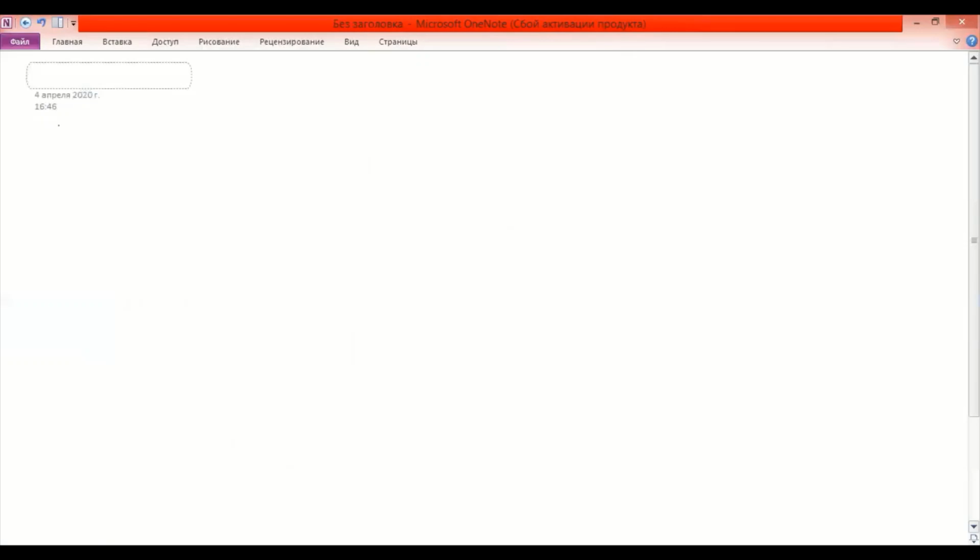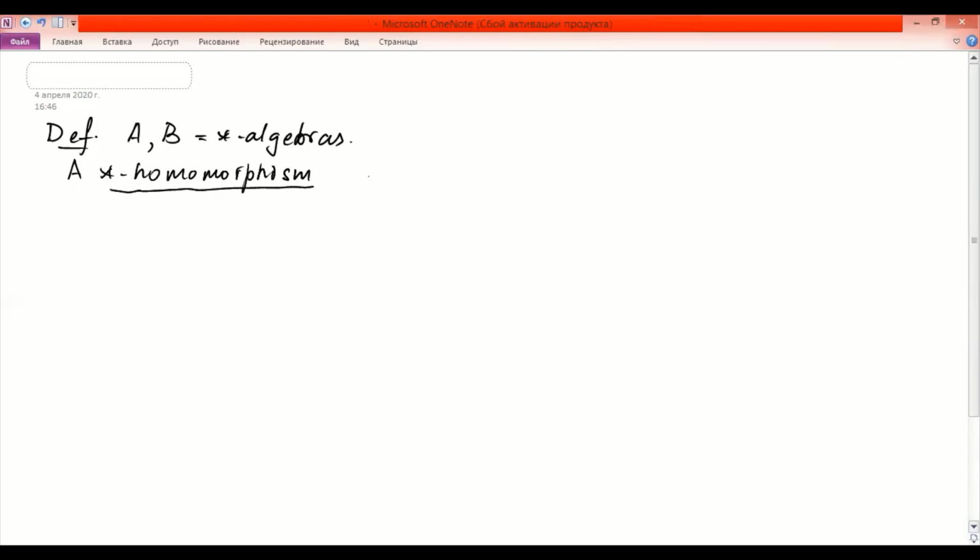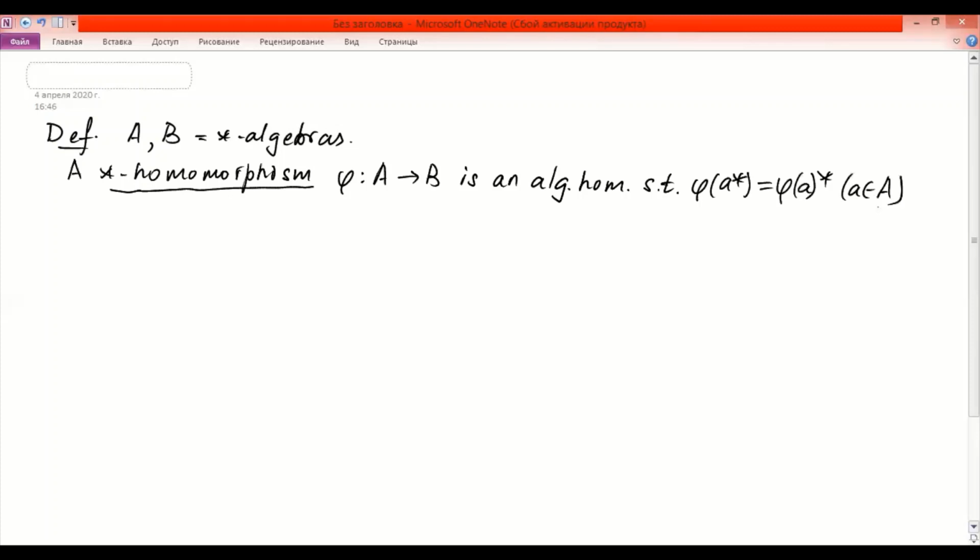Okay, so a definition. You will have two star algebras A and B. Then by definition, a star homomorphism from A to B is an algebra homomorphism which is compatible with involution in the following sense. Actually, it commutes with the involutions on A and B respectively.